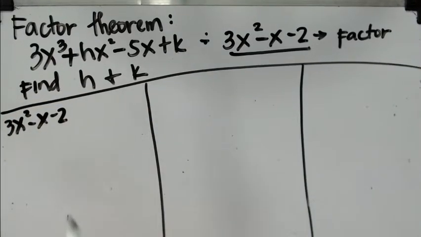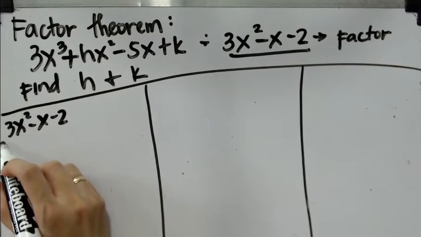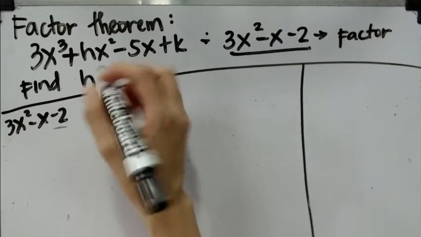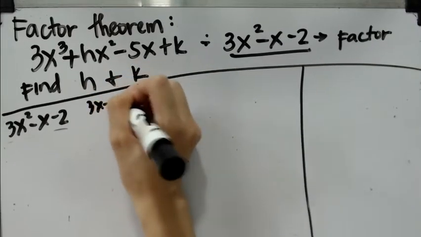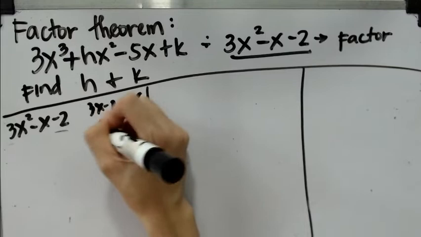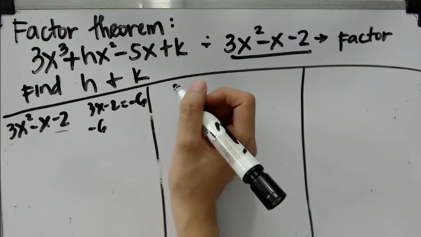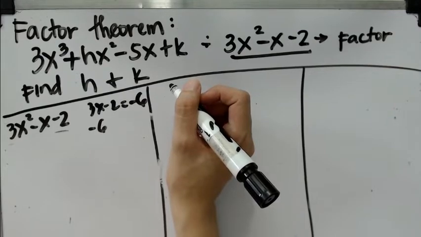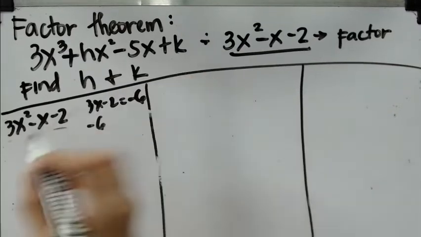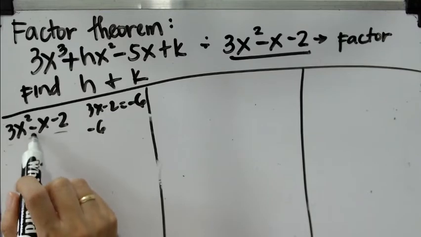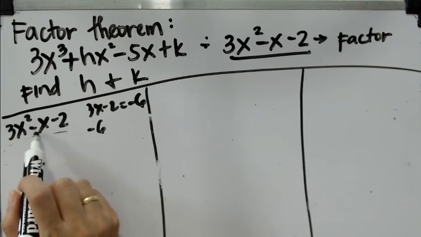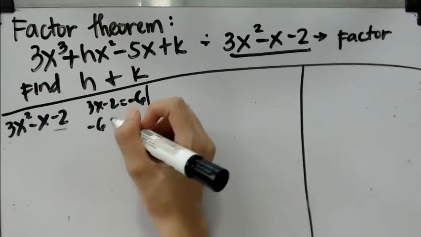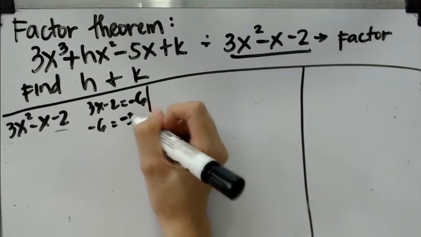To factor this out, first thing we do is to multiply the first and the last term. The first term is 3, the last term is negative 2. 3 times negative 2 is negative 6. And then factor out negative 6 such that if we multiply, we get negative 6. And then if we combine, we are going to have negative 1. So where do we get negative 1? It is the value of the number with x, which is negative 1. So the factors will be negative 3 and 2.